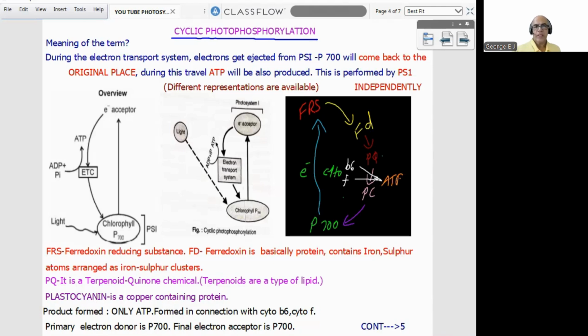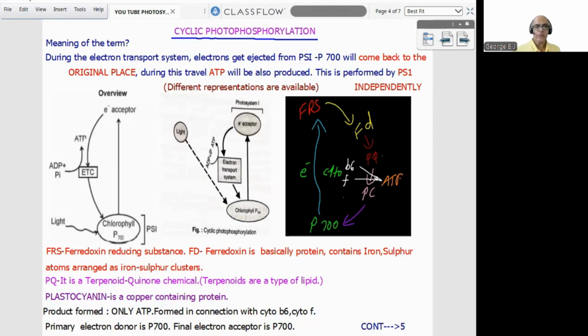More expanded forms of that pathway are there, but NCERT mainly depends on the diagram shown. More expanded and somewhat complicated diagrams are also available for this type of chart. So the simple way: P700, electron gets excited, ferredoxin reducing substance, ferredoxin, plastoquinone, plastocyanin, again coming back to P700. ATP will be produced between cytochrome b6 and f with the sufficient electron volt difference.